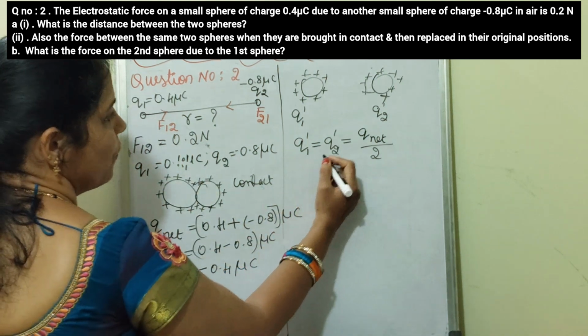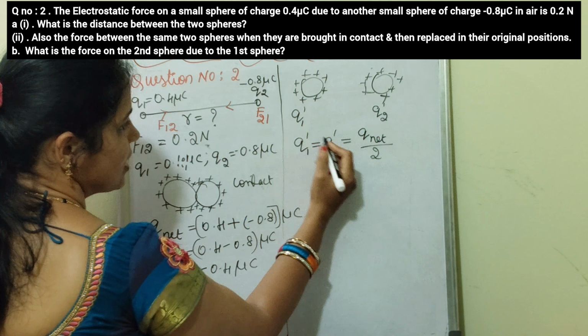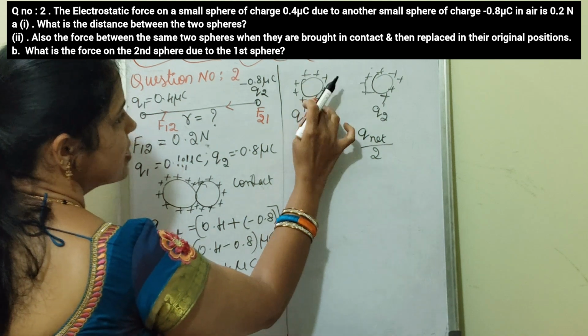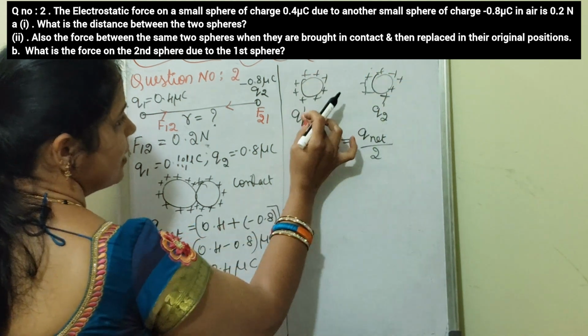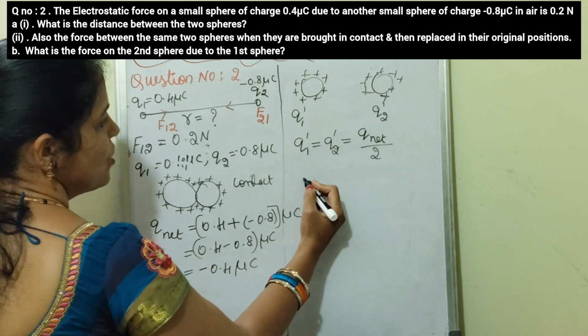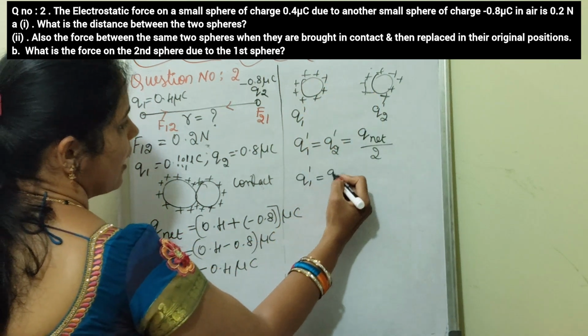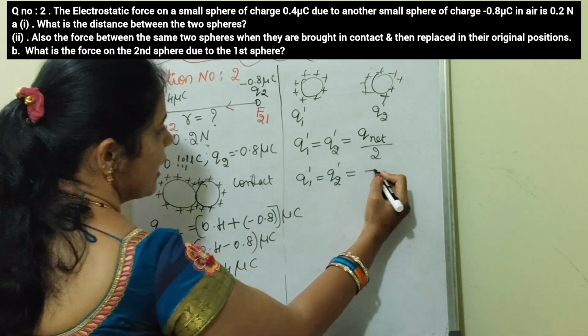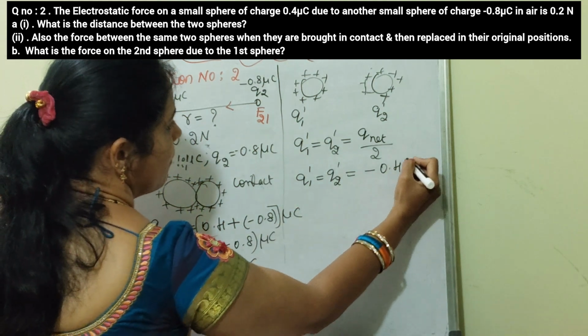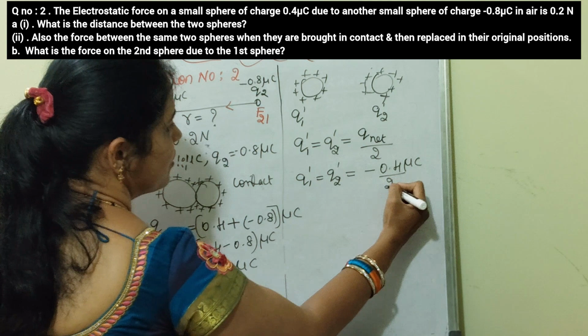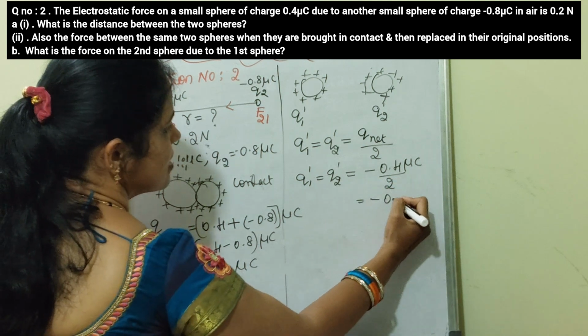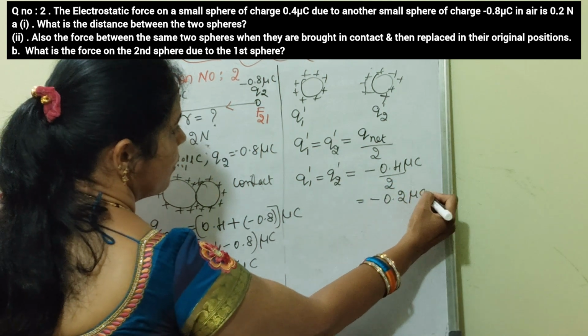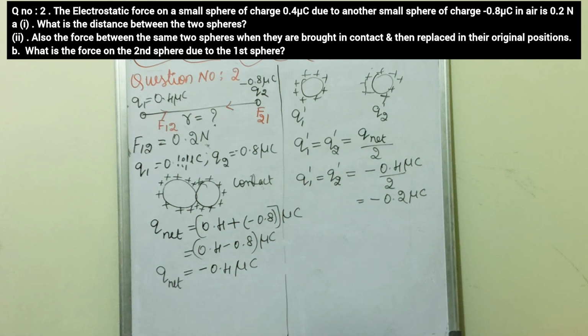Okay. So Q1, Q2 are equal. Q1 dash and Q2 dash are the new charges on these spheres. So how much is it? Q1 dash, Q2 dash is equal to Q net, which is minus 0.4 microcoulomb divided by 2, that is minus 0.2 microcoulomb.